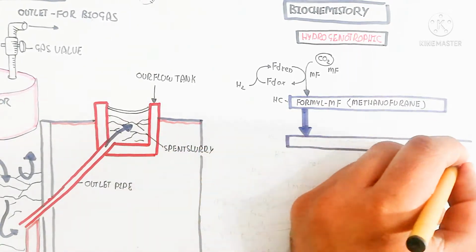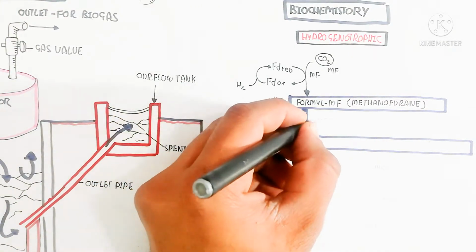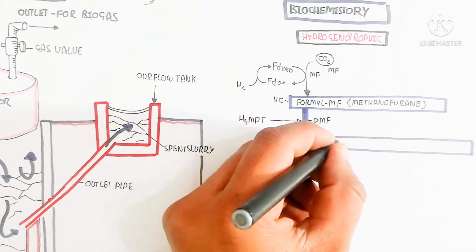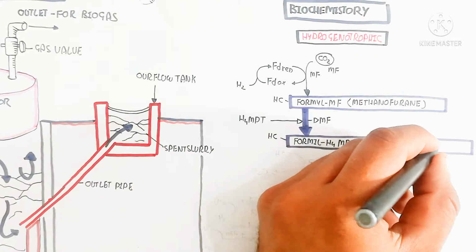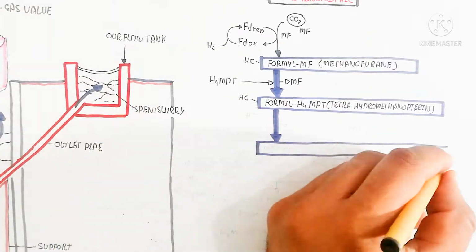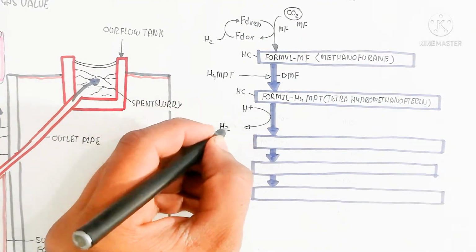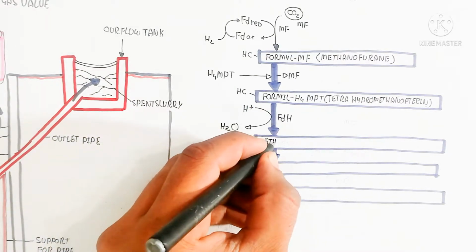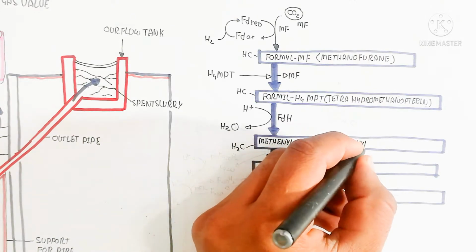reduction phase to oxidize, and oxidize again to reduce after the hydrogen fixation, and here the formyl methanofuran is produced. In this way the formyl group will be transferred to tetrahydromethanopterin, which will release the methanofuran. And after the releasing of the methanofuran, the formyl tetrahydromethanopterin is formed.